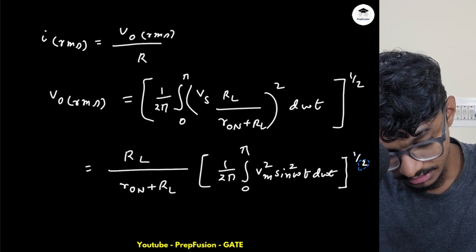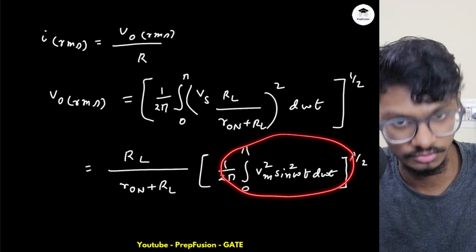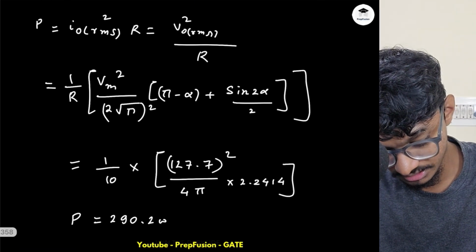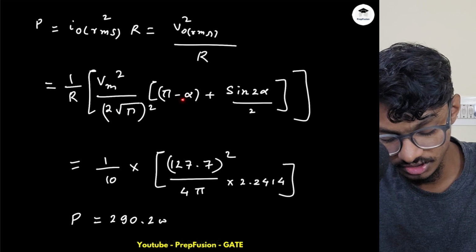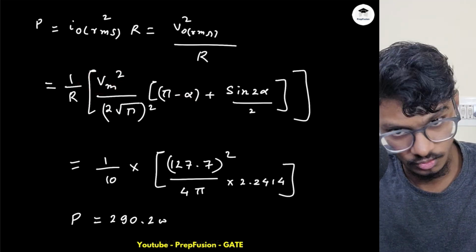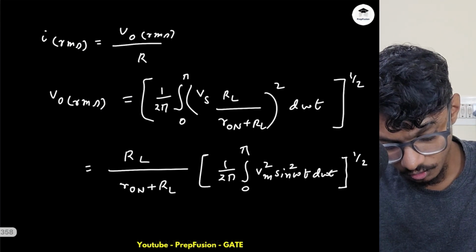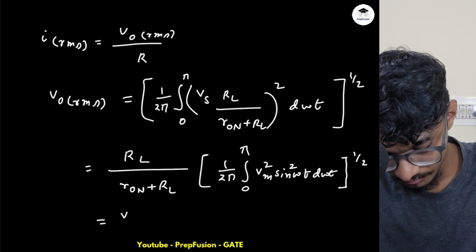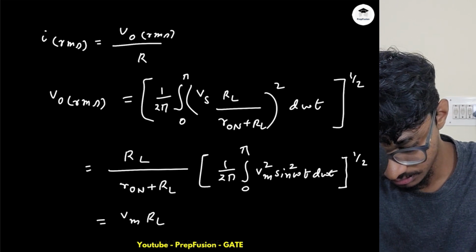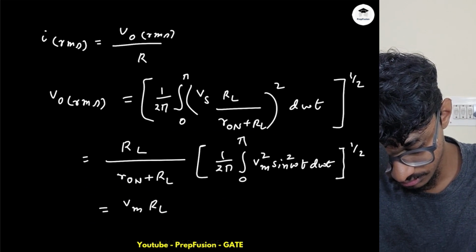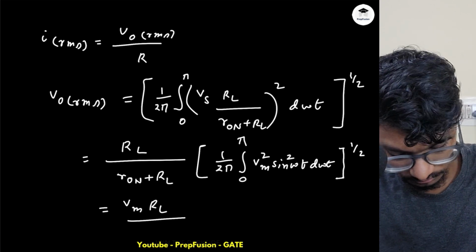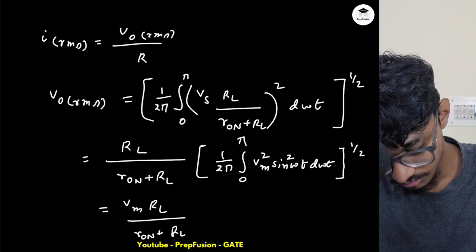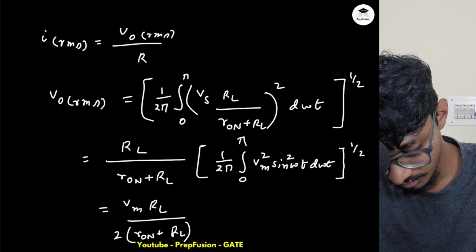Hence, this we have just derived, for alpha equals 0, an uncontrolled rectifier. For alpha equal to some finite non-zero value, we know what VO RMS is. If I put alpha equal to 0, this will be simply Vm by 2. So this will be Vm by 2 into RL divided by R on plus RL, and we have a 2 as well.